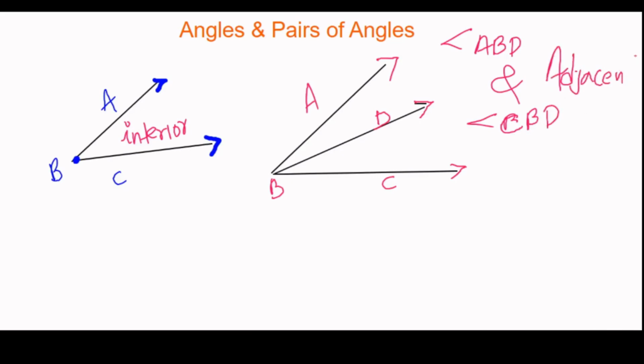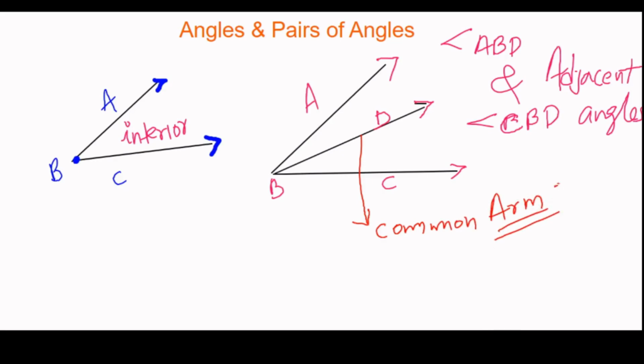Adjacent means close by, touching each other, just like neighbors of nearby flats. There will be a common wall, right? So there will be a common arm here for these angles. So that is one pair of angles. So this you should keep in mind. Let us move ahead.